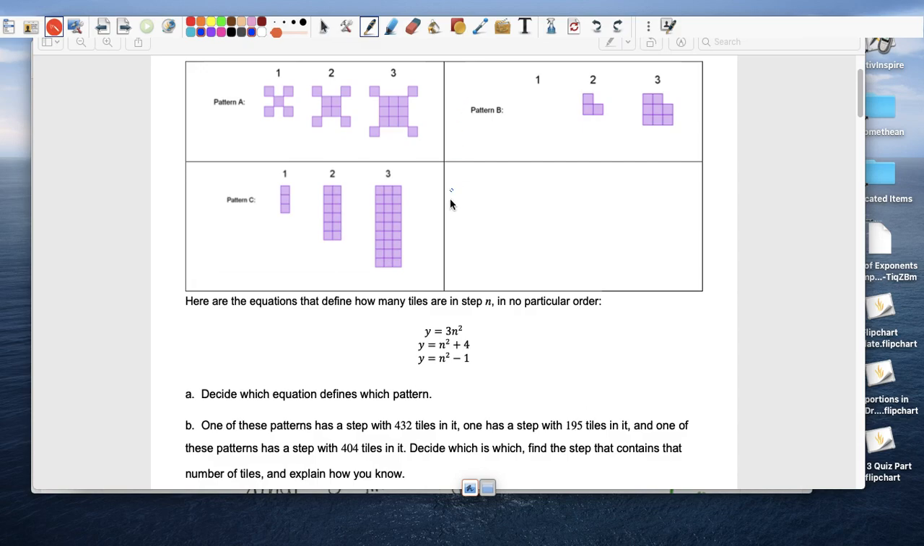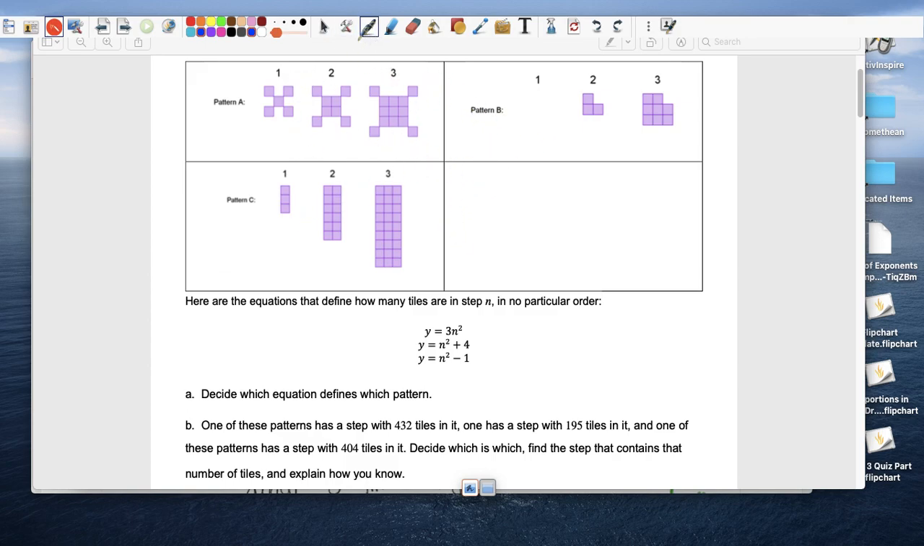Sick. So let's get to this. This is what you had to do in class. You have 3 equations, right? So 3n squared, n squared plus 4, n squared minus 1. Each of these represents one of these patterns, right? So you just gotta figure out which one.